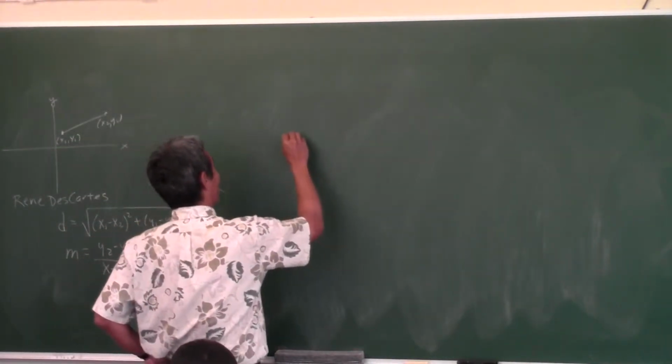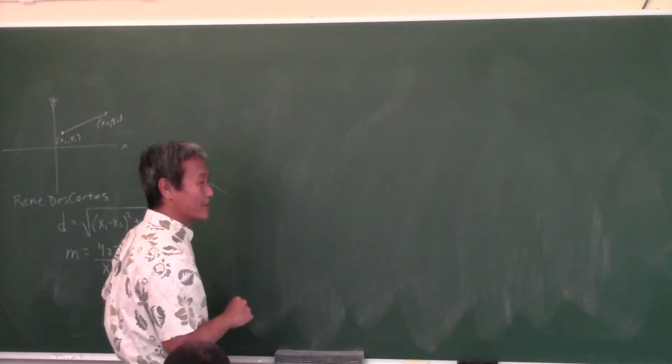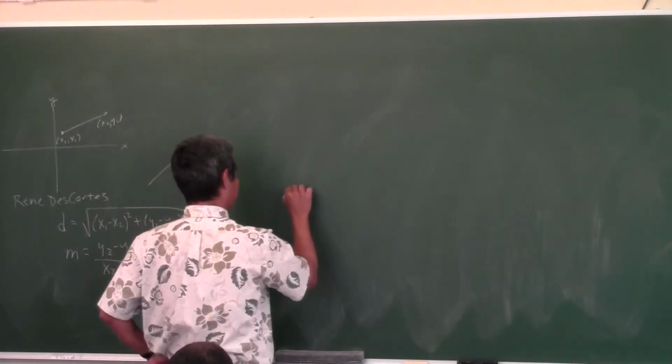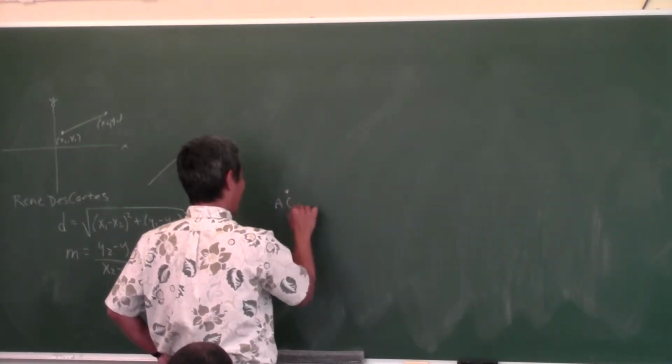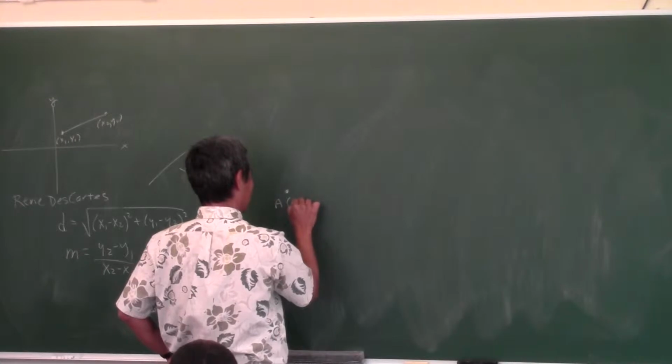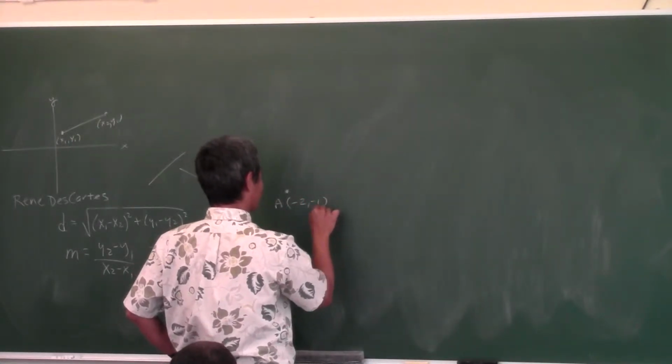So here, let me give you a problem. Suppose we have 4 points in the Cartesian plane. Point A. Give me some coordinates. (-2, -1).